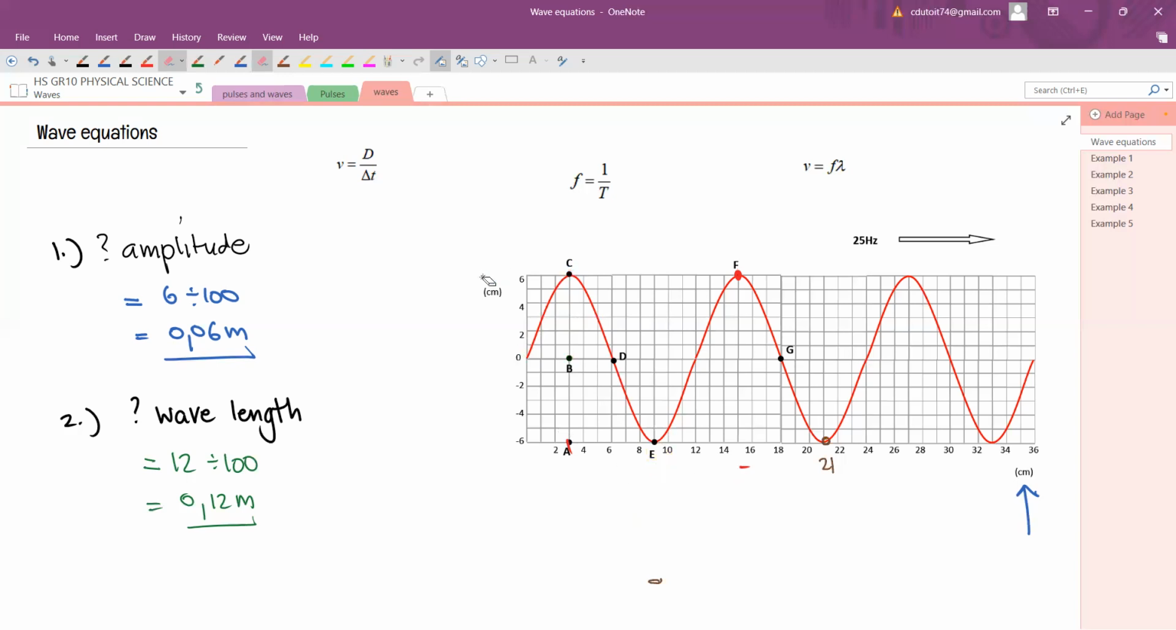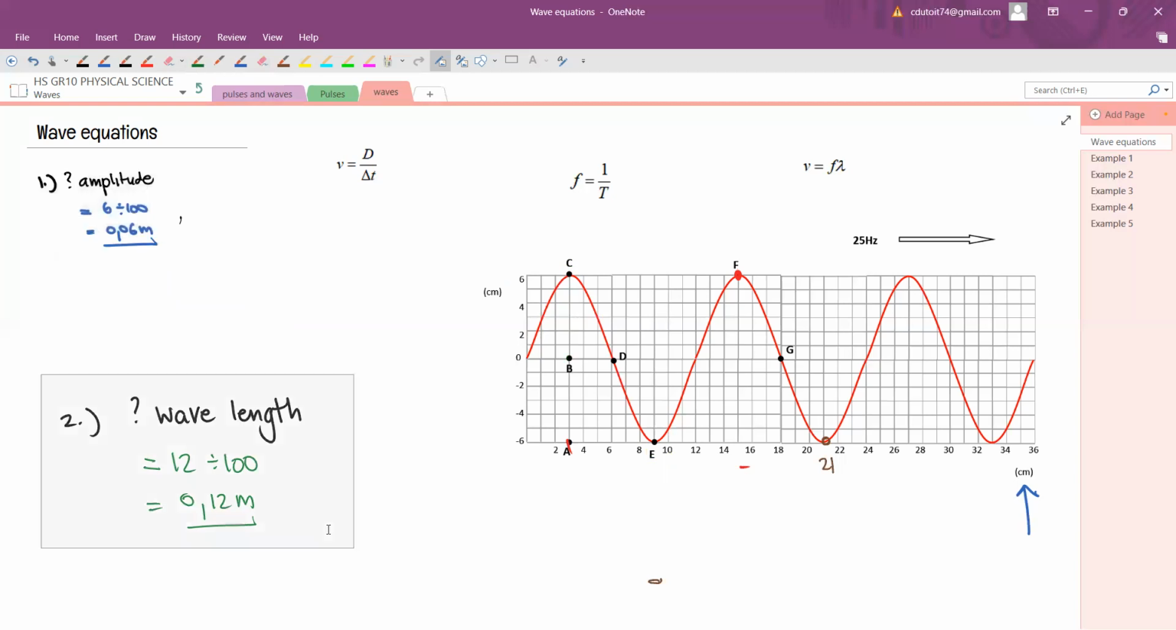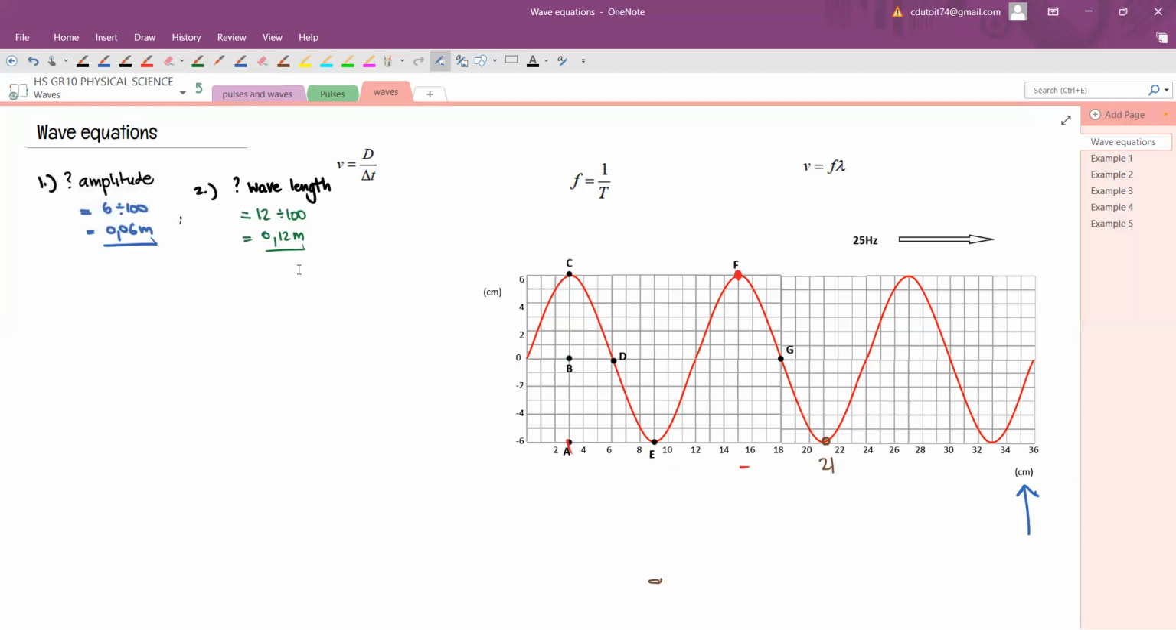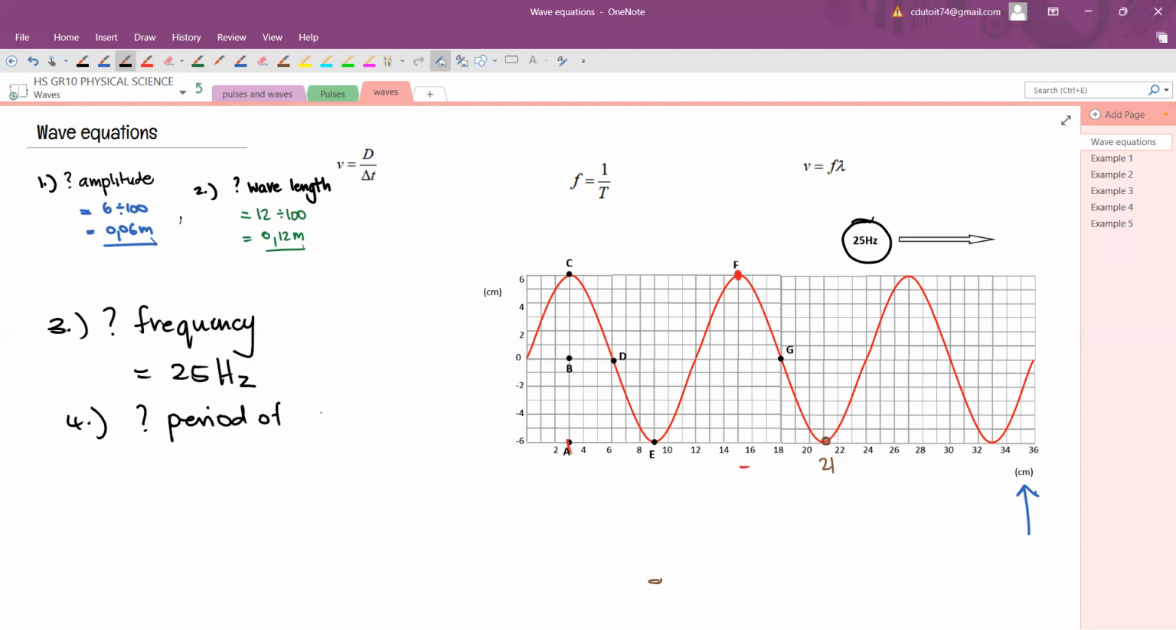Okay, I'm just going to clear this. Now we're going to start doing other questions. The first thing I want to know is what is the frequency of the wave? So let's write that. 3. What is the frequency? Well, they've given that to us. The frequency is 25 hertz. Awesome. Number 4. I want to know what is the period of the wave. What is period again? Period is the time it takes for one wave to form.